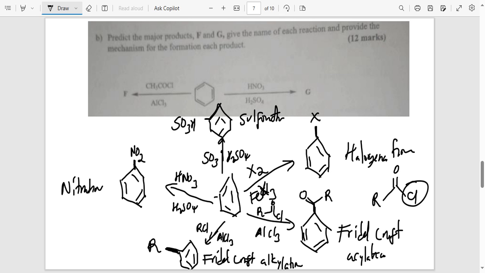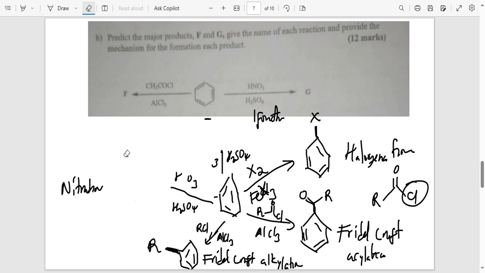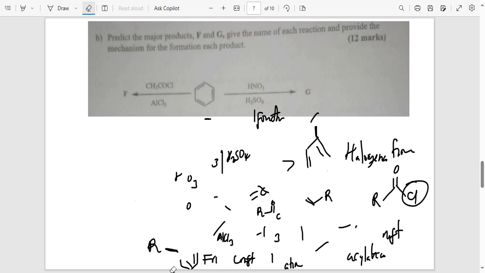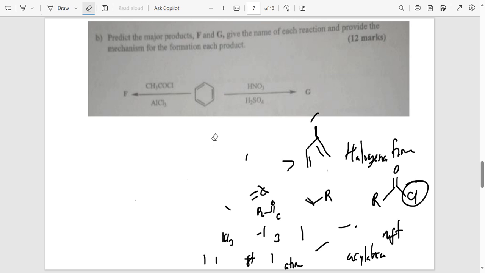Can I remove this? Now we look at the mechanisms. So the mechanisms are the same. So if you understand the mechanism for these two, then you are going to understand the mechanism for the rest.